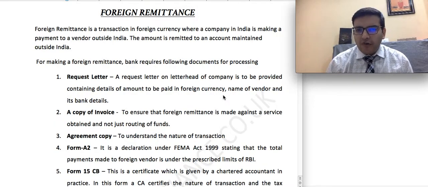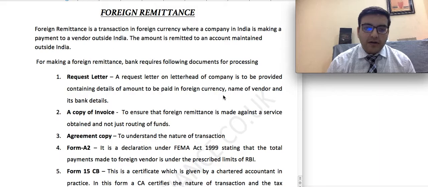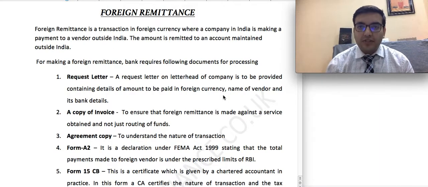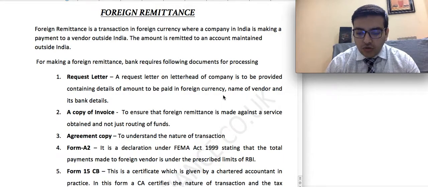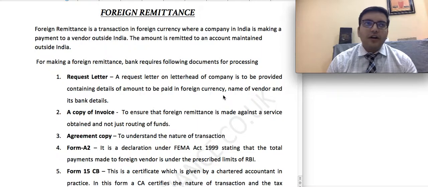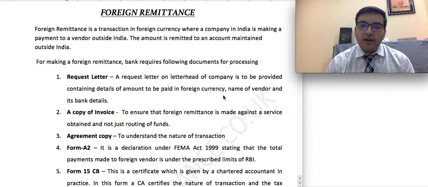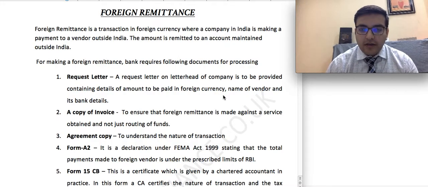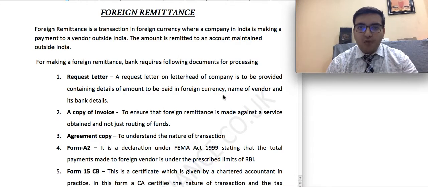The accounting of foreign remittance is a little bit complex, but not very tough. It's an easy thing if you understand it, but you need to understand the complete process first. Then only we will be able to account for it. The foreign remittance we are talking about is only for any payment made to a foreign company for services rendered. So we are not talking about import of goods. We are talking about import of services.